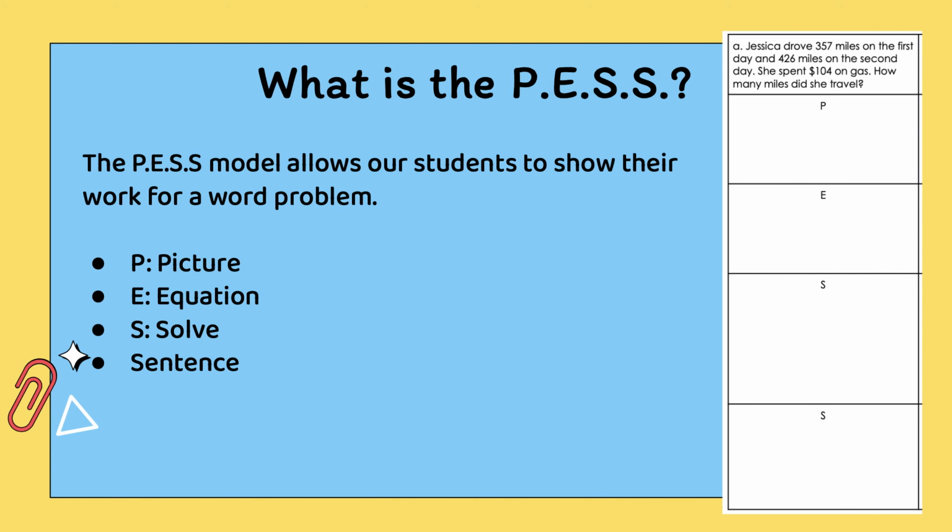Our third graders use the P.E.S.S model to show their work. P.E.S.S stands for picture, equation, solve, and sentence. In this example problem to the right, the boxes with the letters in the spaces is where the students should show their work for each of the sections.